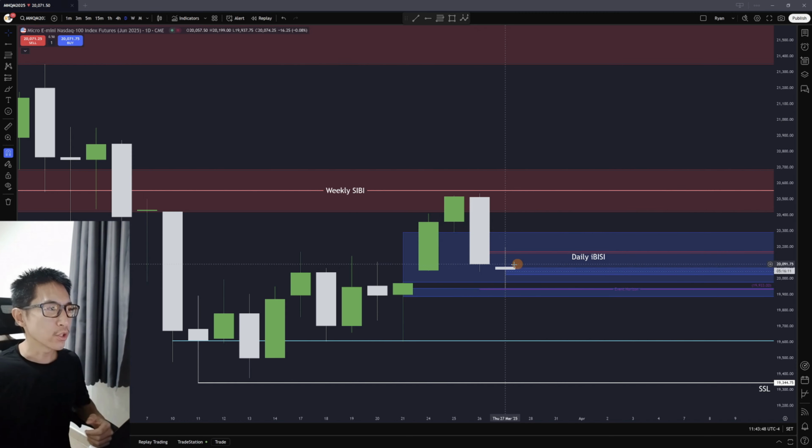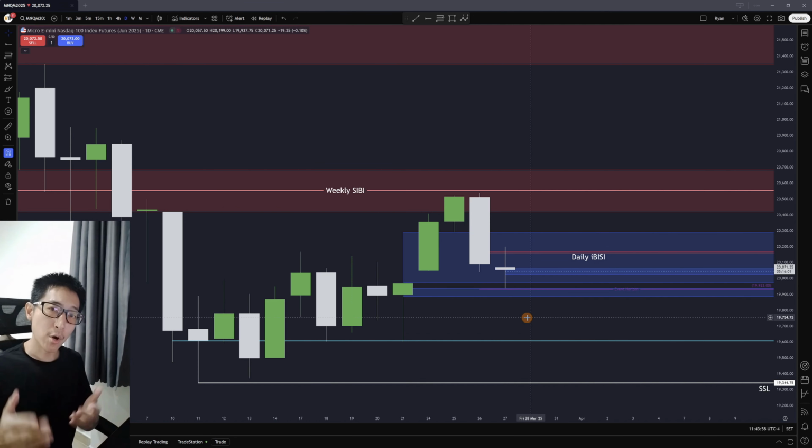Not sure if we're going to use this daily BISI to bounce us up for the next buy side target, or if we're just going to fall through it and go for these relative equal lows. Now, in my market recap, I was in favor of going down lower, so I am slightly bearish, but I know that we could go either way. It's 50-50. So going into today, I was having a neutral bias.